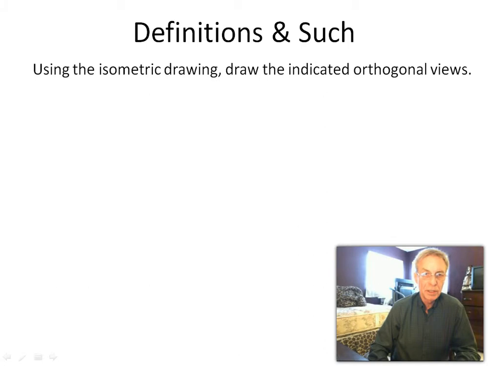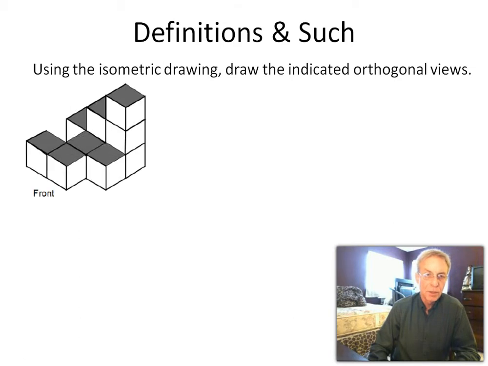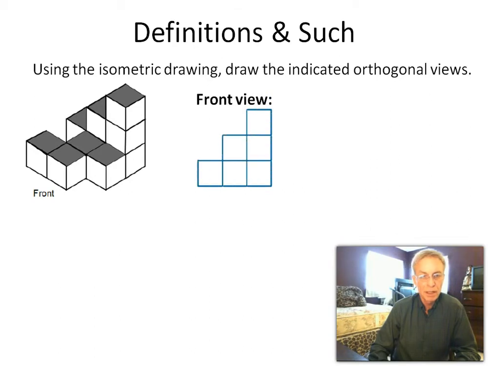Okay, let's see how we do that. Using the isometric drawing, draw the indicated orthogonal views. And once again, orthogonal just means that you get on that side of the object and look straight at it. Okay, so there's our isometric view. So we're going to look at the front view. The front view would look something like this.